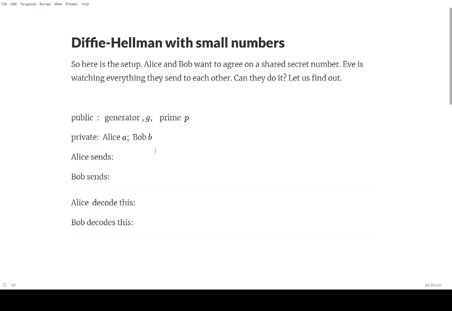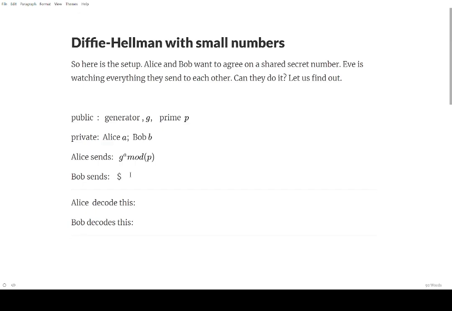So Alice does the following computation. She takes the agreed generator and raises it to her private number, and she mods that by the agreed prime. And that's what she sends. So she sends that, and Bob receives that. Okay, and Eve, of course, can see that as well.